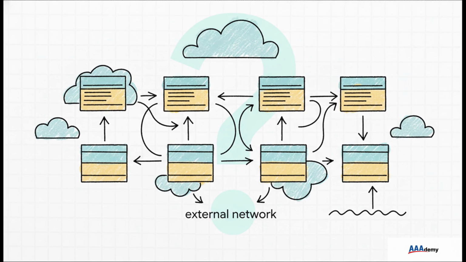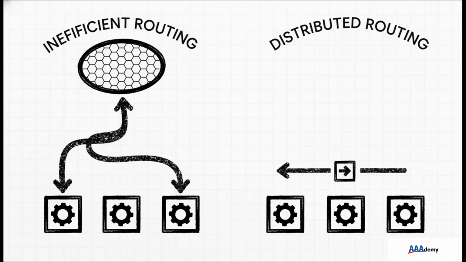Okay, let's put this into practice with a real-world scenario. Imagine you're designing a network for a big e-commerce site. Most of your traffic is what we call east-west. That just means it's zipping back and forth between your web servers, your app servers, and your databases. So how do you design for that? What's the right move? Well, the answer here is to prioritize distributed routing.